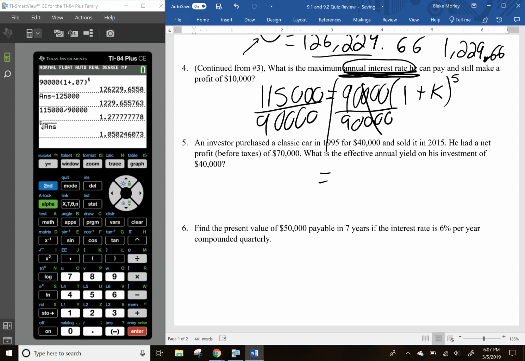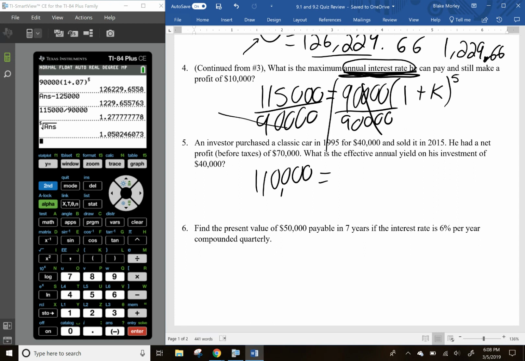Well, if you add those two values up, $40,000 plus the $70,000, that would be a total of $110,000. So what's happened is he bought the car for $40,000, sold it for $110,000, and that difference of what he gained, $70,000, is his profit. That's what the problem said. So getting that $110,000 is very vital for this because that's what the car is worth in 2015. At the end of the period, the car is worth $110,000.